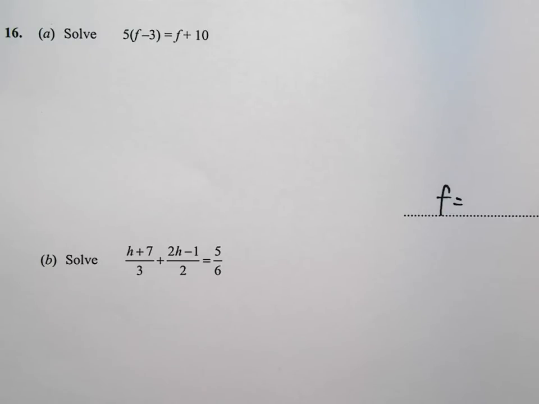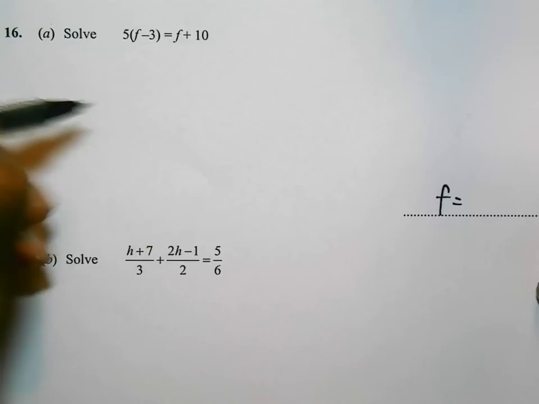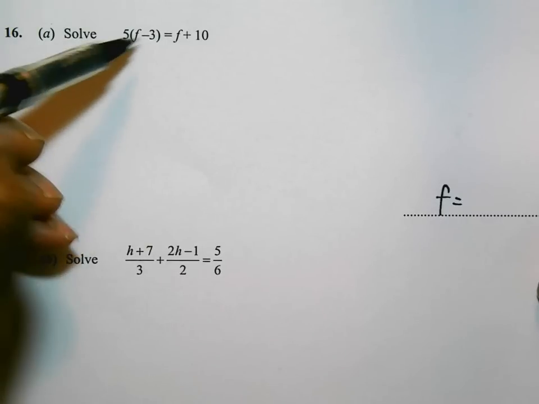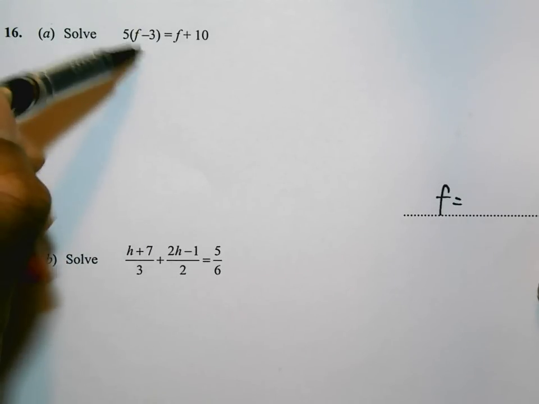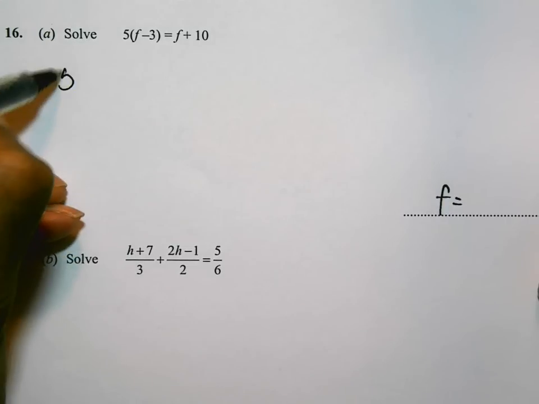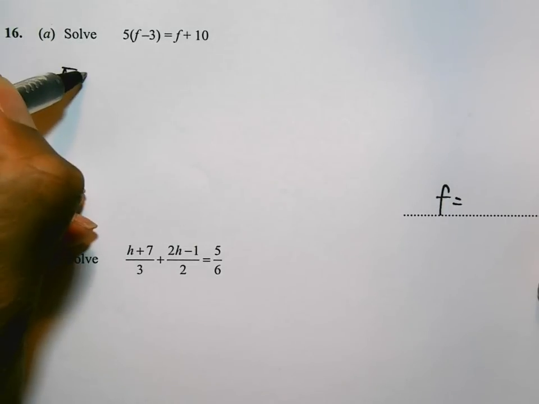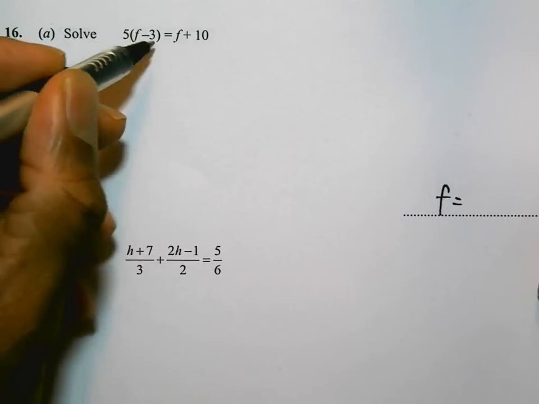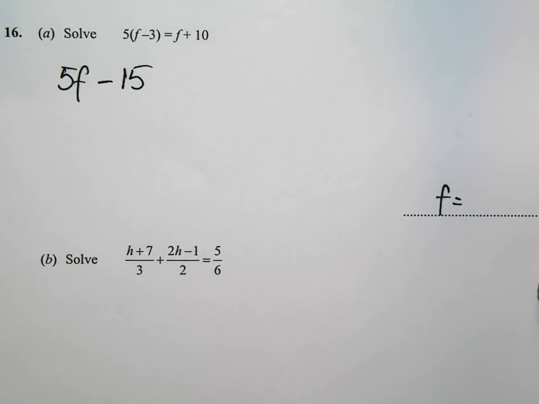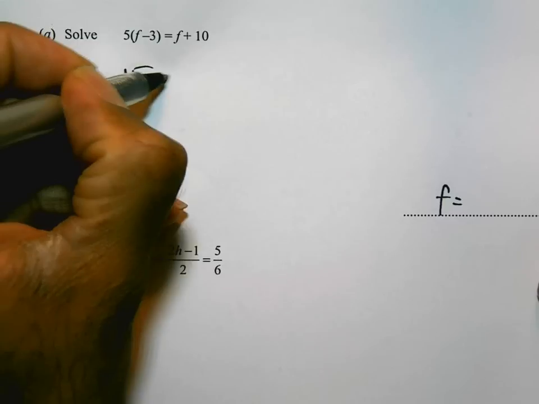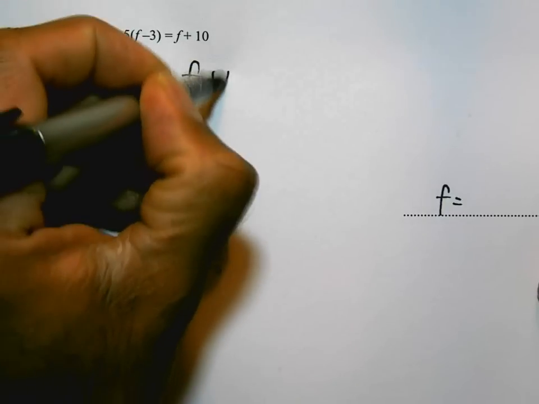But before I do that, I've noticed that there's a set of brackets here, which I need to get rid of by multiplying out. I need to multiply out everything inside the bracket by 5. So I'll get F times 5 is 5F minus 3 times 5, which is 15. So that's multiplying out the brackets on the left hand side, and that's equal to F plus 10.